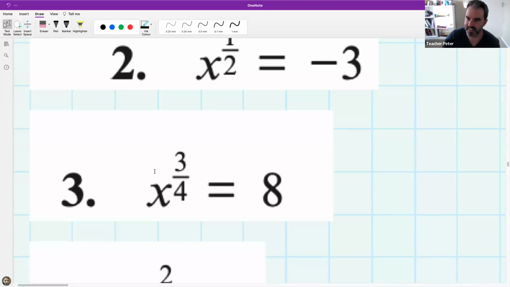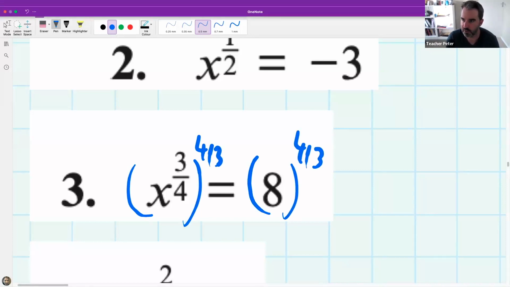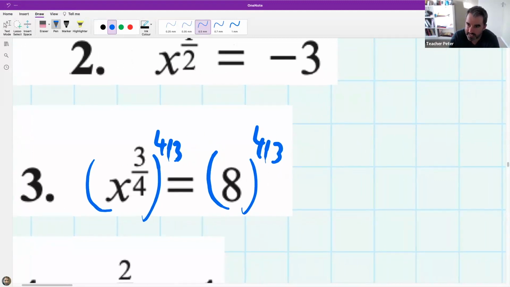Okay, Siamtanda, let's see. I think the first thing I would do is raise both sides to the power of 4 over 3. Okay, next problem. Life is good because this cancels out with this and this cancels out with this. But I need to know what the answer is here.